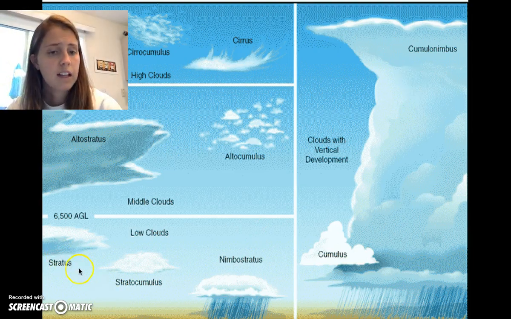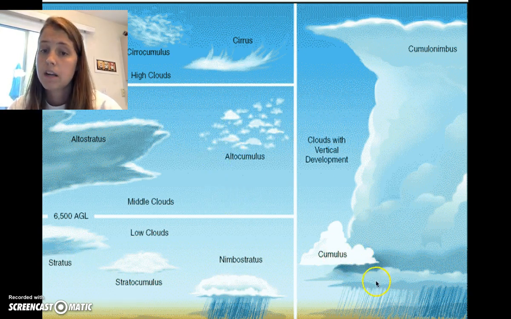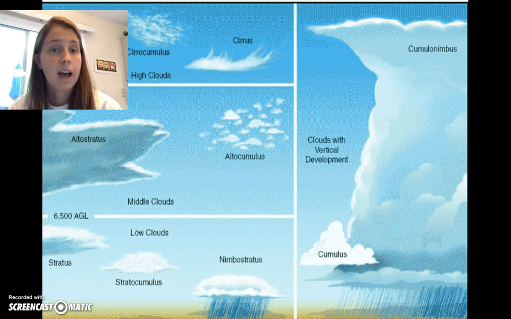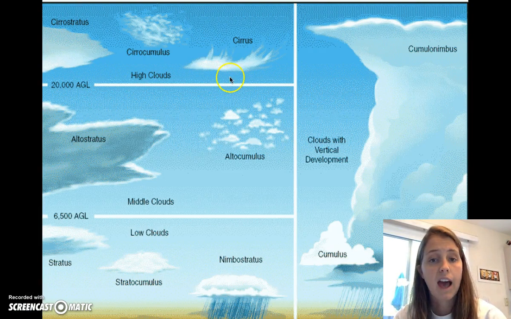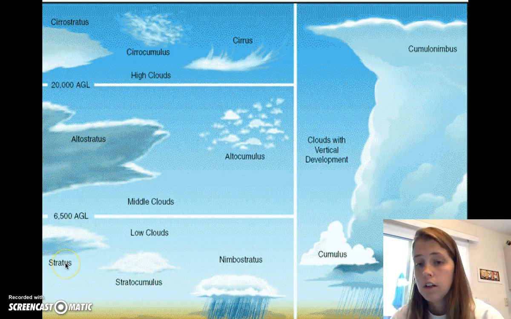So we have a lot of stratus clouds down as low clouds. We've got cumulus clouds that are very middle, and they also go all the way up to the high ones. Okay, we have our cirrus clouds, which are mostly high clouds. Okay, so you can kind of see where they are, and this is altitude above ground level. So you can kind of see where they're located.